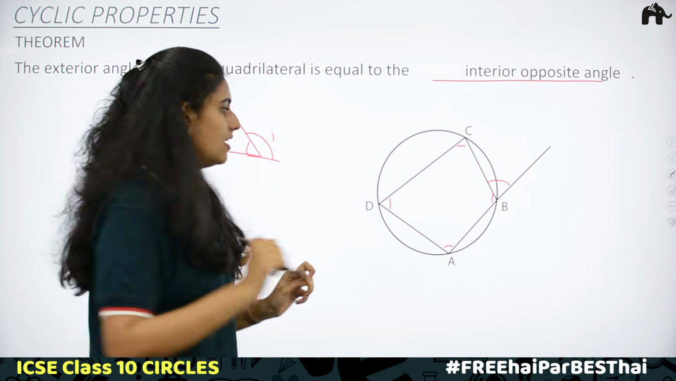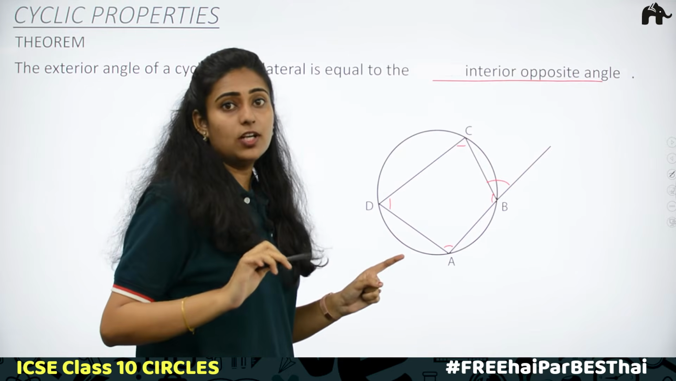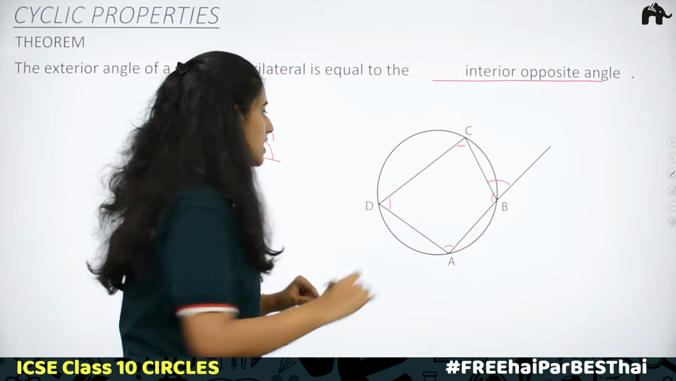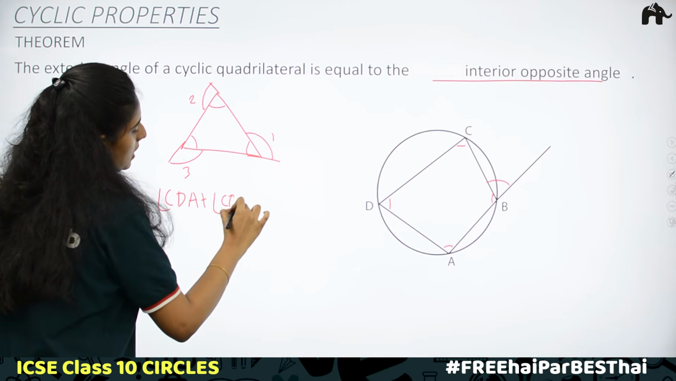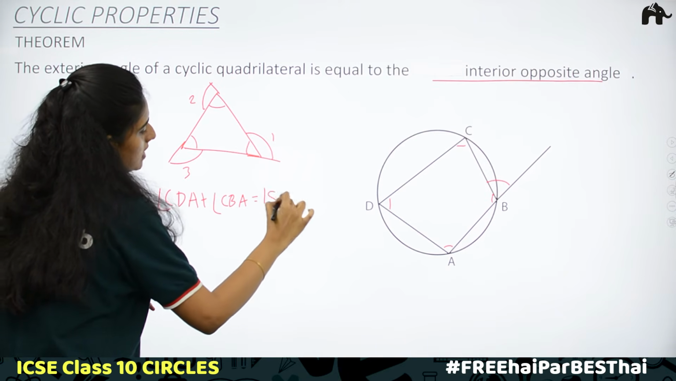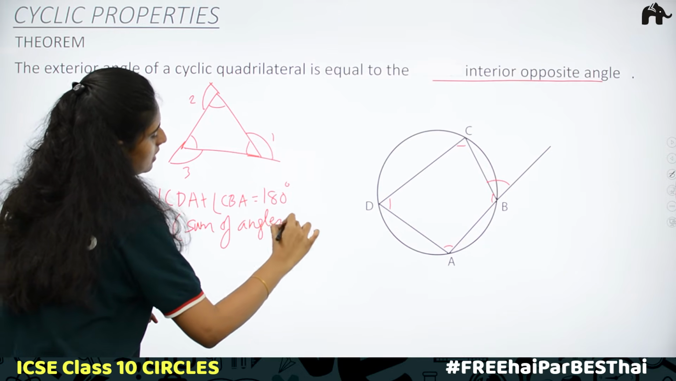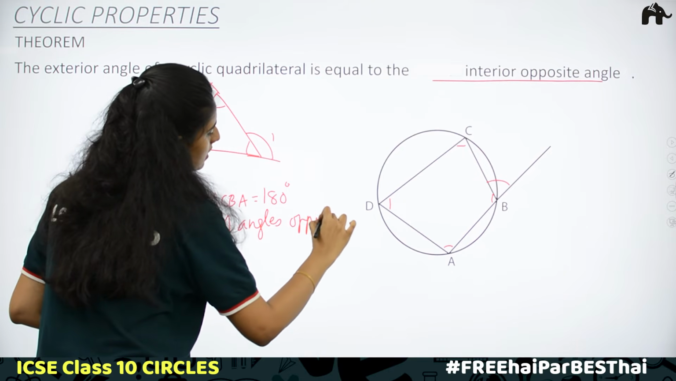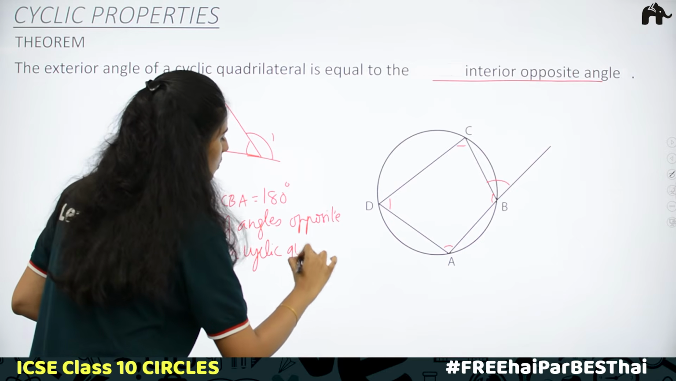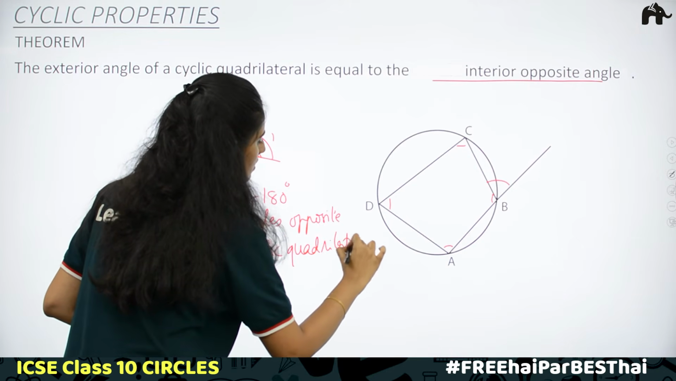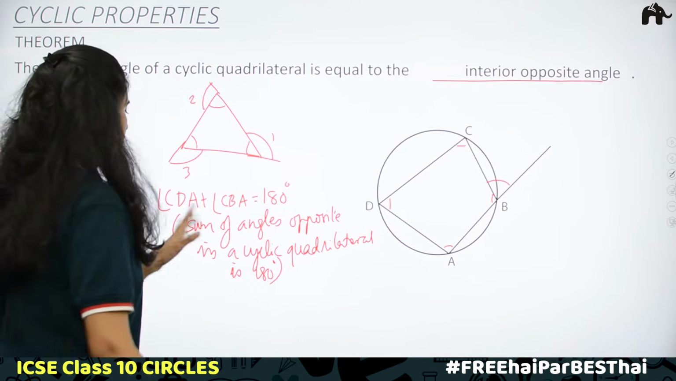Now, what is the reason? For a cyclic quadrilateral, we know the sum of opposite angles is equal to 180 degrees. Our previous theorem. Yes, therefore, angle CDA plus angle CBA will always be equal to 180 degrees. Sum of opposite angles in a cyclic quadrilateral is 180 degrees.